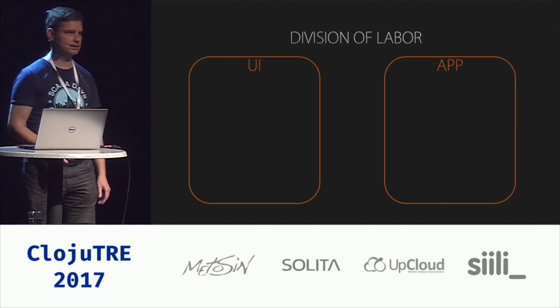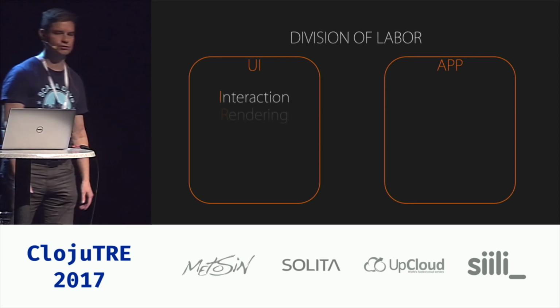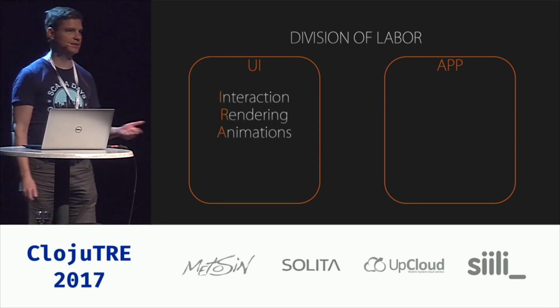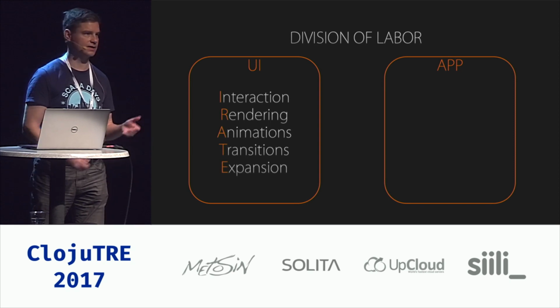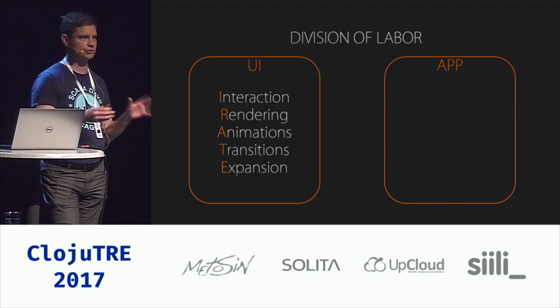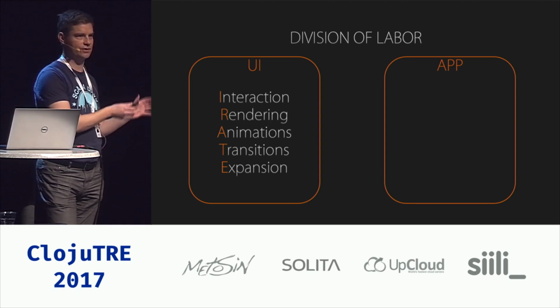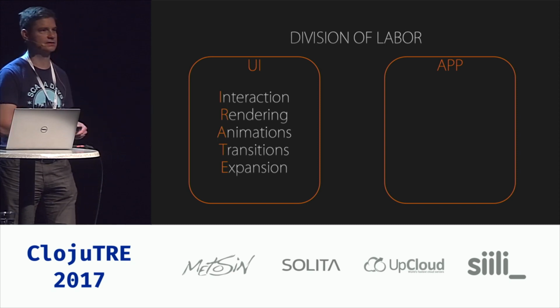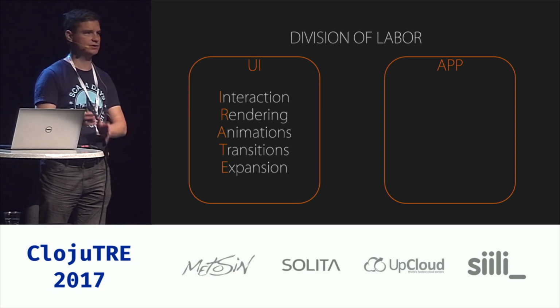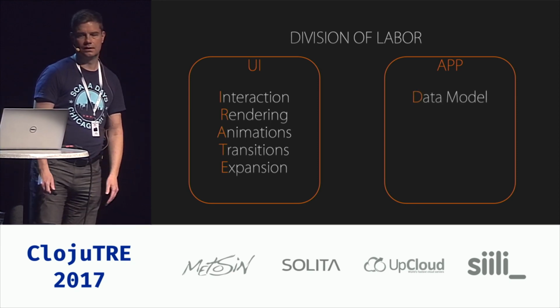So there's a very clear division of labor in Suzaku. In the UI, you do things like interaction, rendering, animations, transitions, and expansion of things like drop-down menus and so on. So all those things that are not really application stuff, it's nice to have, it might be necessary to have these things, but you don't want animations in your application code. It just makes the code messy.